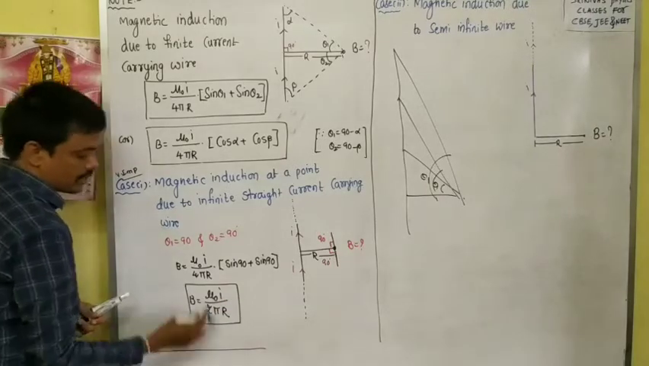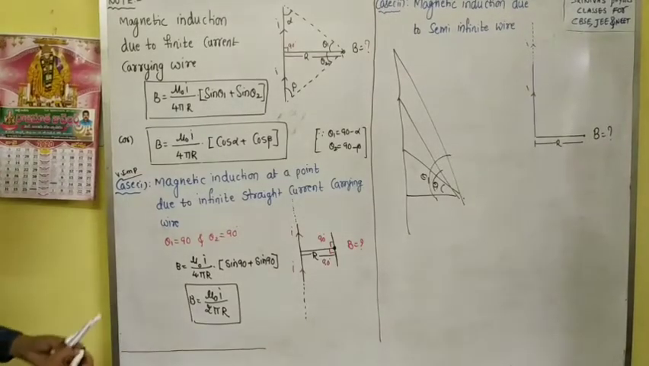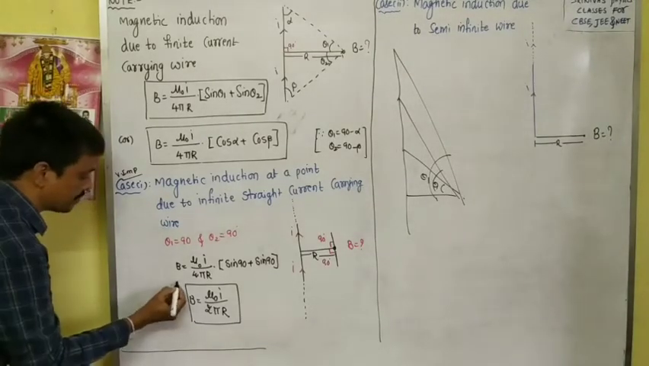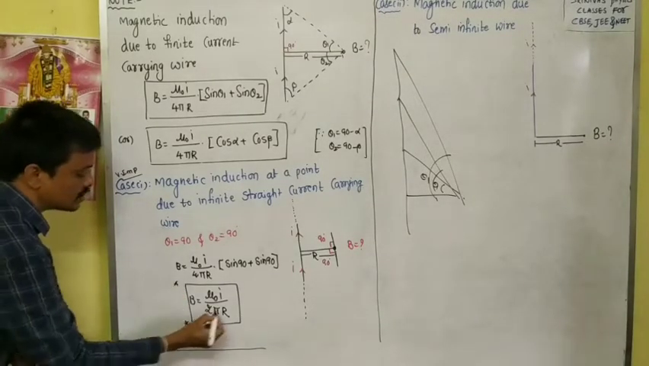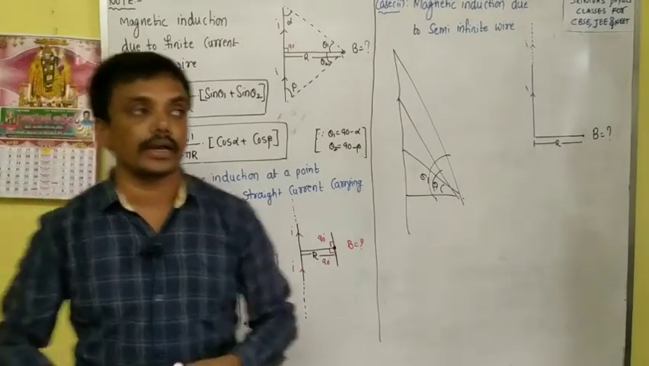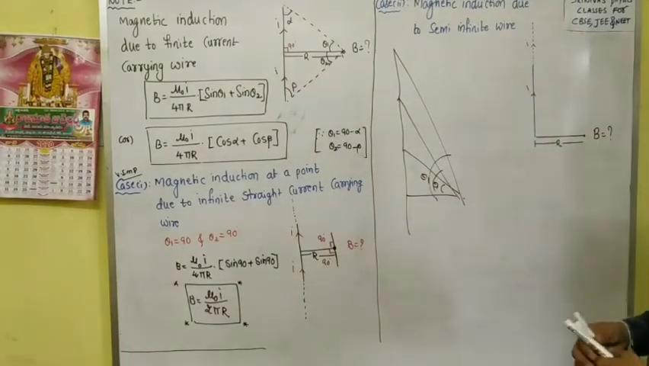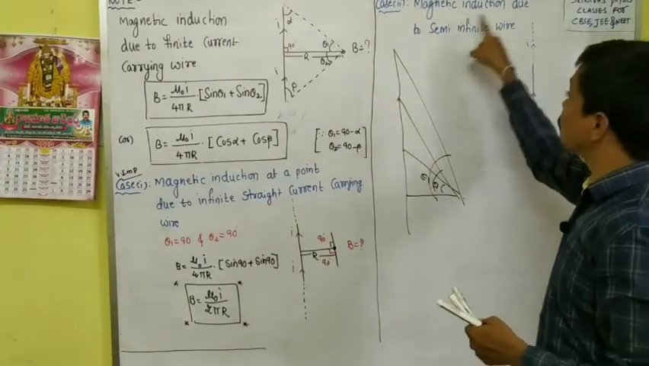You can simplify this, then you will get this equation. This is a very important formula: magnetic induction due to an infinite straight current carrying wire. That formula is mu naught I by 2 pi r. Let us go for one more case, that is magnetic induction due to a semi-infinite wire.